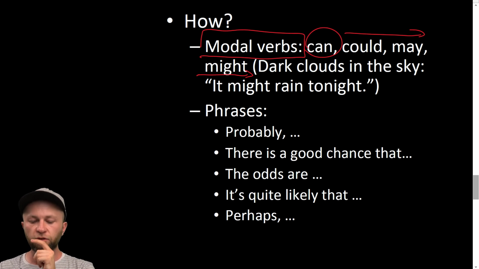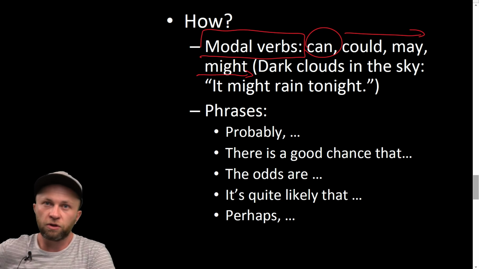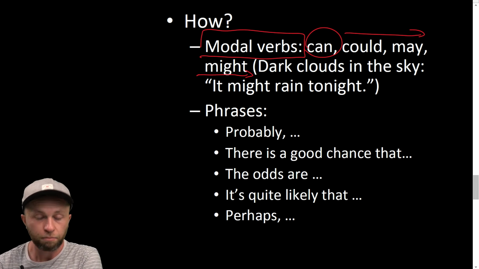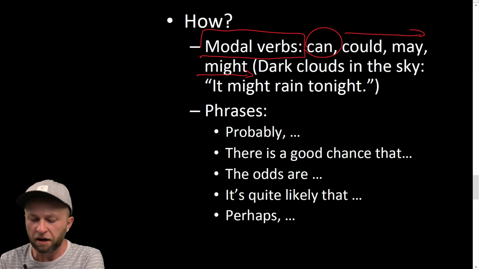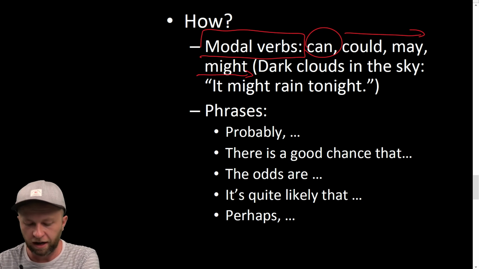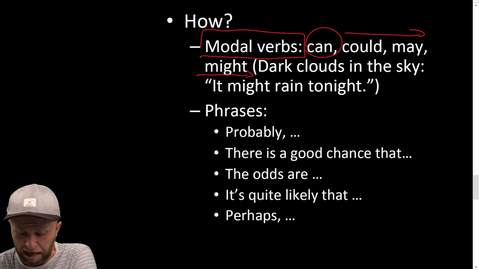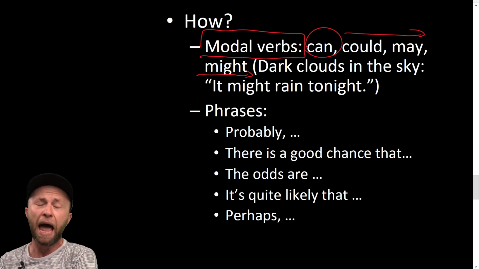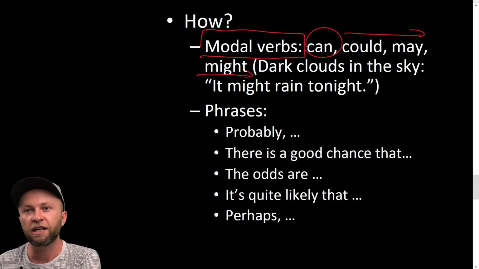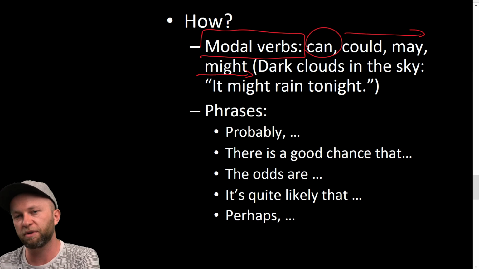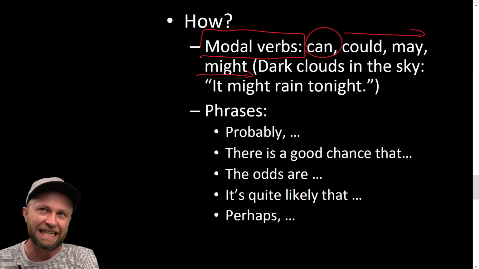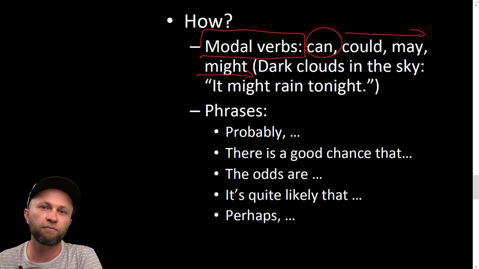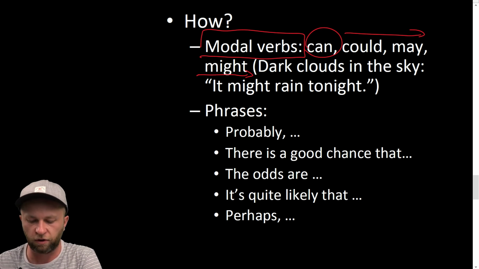Right, and then there are also phrases that help you to express likelihood, so something that could happen, like, for example, probably, or there is a good chance that, or the odds are quite likely, it's quite likely that, and perhaps. So very British when you want to express something that is likely to happen, or that is happening in the future. You can use these phrases, for example.